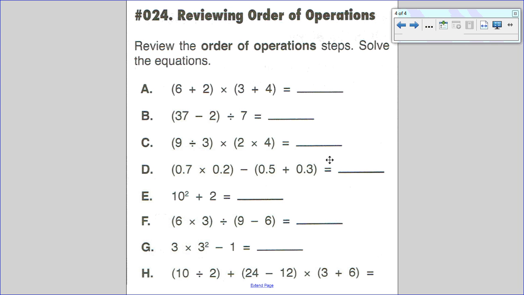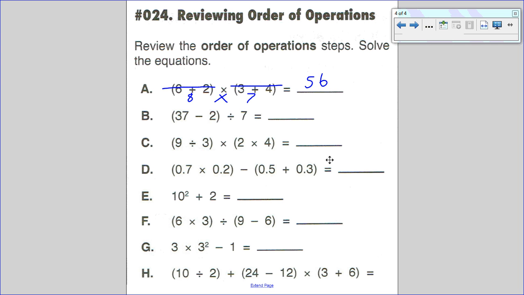We know we do parentheses first, so we do whatever is inside the parentheses before we go on to do anything else. Okay? So, 6 plus 2 is 8. 3 plus 4 is 7. We just bring down our multiplication symbol because we've done everything that needs to be done inside these, so they're finished. So, we're left with 8 times 7, 56.